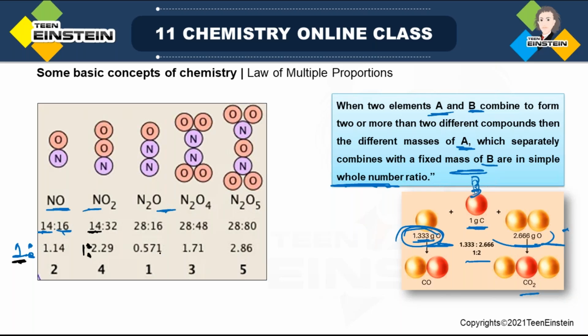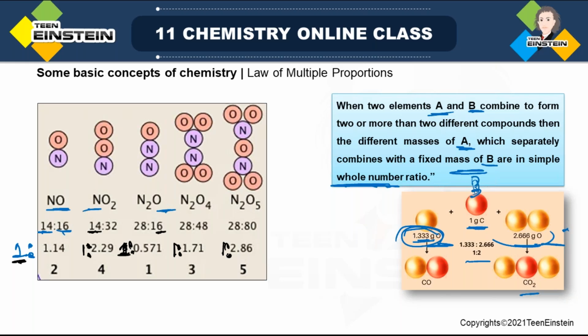Similarly for the third one, now 28 gram of nitrogen reacting with 16. So 1 gram of nitrogen will react with 16 divided by 28. So now it is a fraction because 28 is greater than 16. Fourth case, again 28:48. So 28 gram reacting with 48 gram of oxygen. So 1 gram will react with 48 divided by 28, which is 1.71.